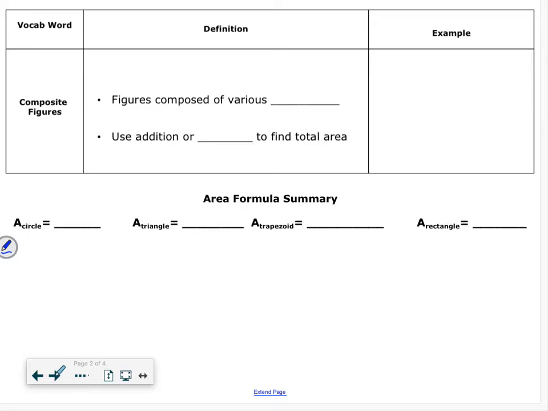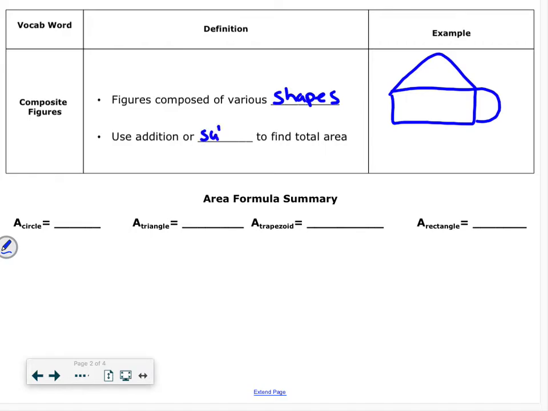All right, so the new vocab word here is a composite figure. It is a figure composed of various shapes. So, for example, we might have a rectangle plus a triangle on top and maybe a semicircle on the side. That would be a composite figure. We use addition or sometimes even subtraction to find the total area.